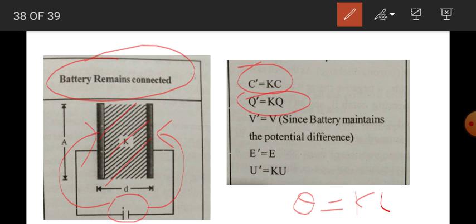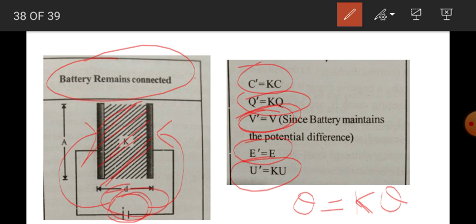When the battery is connected, the capacitance will increase, hence the battery will provide more charge to the capacitor. In this case, potential difference will not decrease. It will decrease anyway, but since we have connected the capacitor to the battery, it will compensate that loss. So V will not change, the electric field will not change because the battery is still connected. Energy will increase in this case.